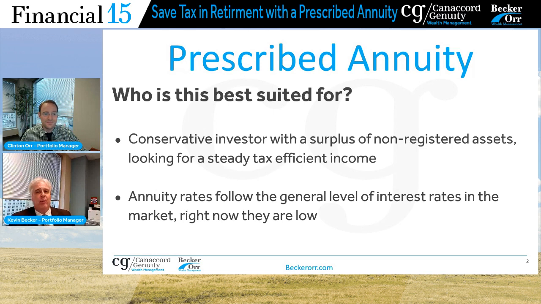Again, we must remember that annuity rates are similar to what you're going to get on interest rates on GICs. Now, they tend to be slightly better. So, if you get 2% on a 5-year GIC, maybe you're getting 2.5% on that annuity. So they are low rates, at least presently they are.